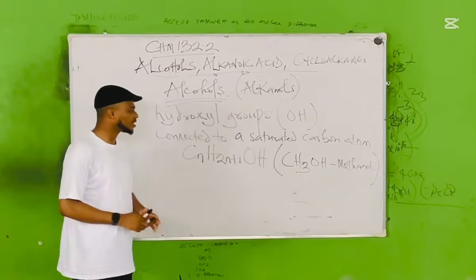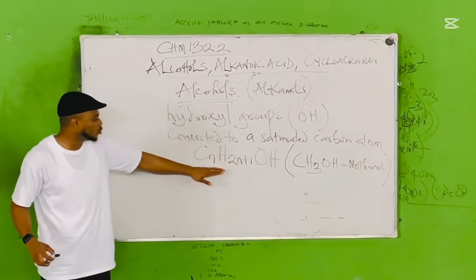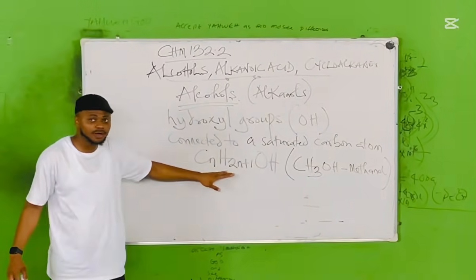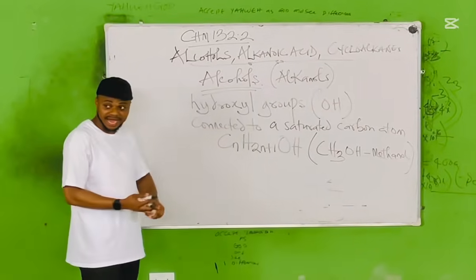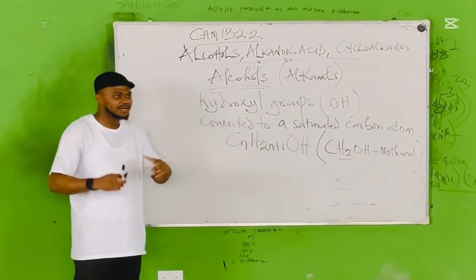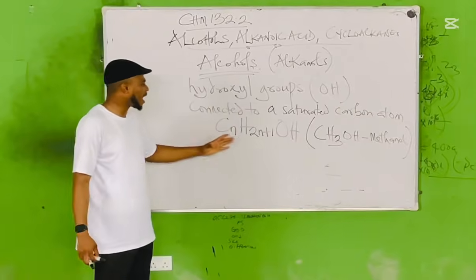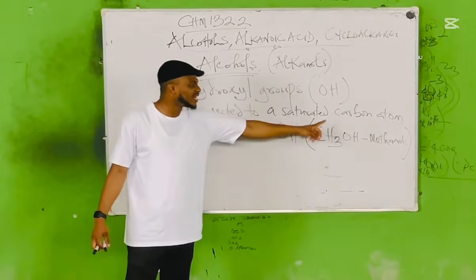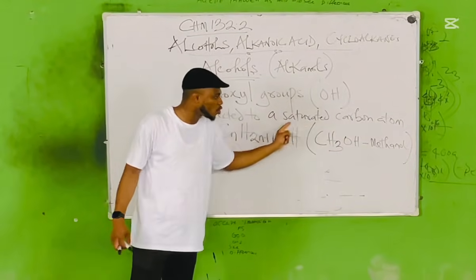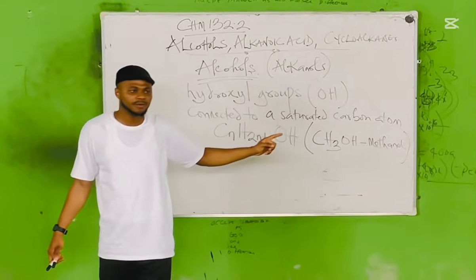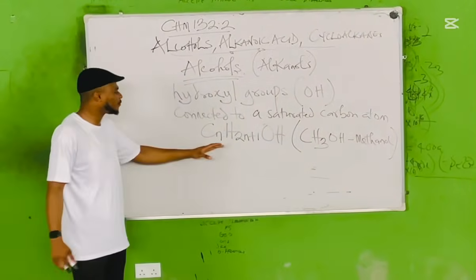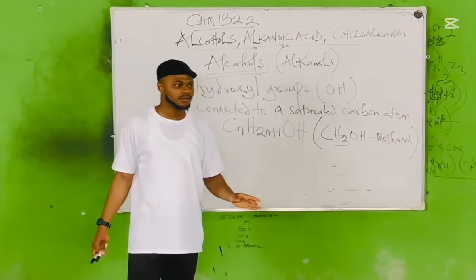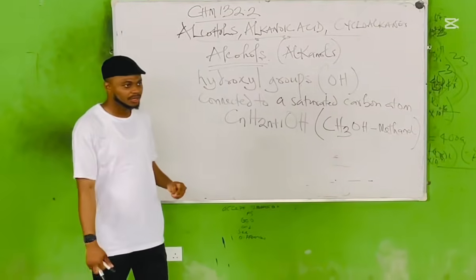So it is more like an alkyl group linked with a hydroxyl group, an alkyl group like methyl, ethyl, propyl, butyl. Alright? So an alkyl group leads to OH, connected to a saturated carbon atom. So the general molecular formula is CnH2n+1 OH. Are we together? Alright.